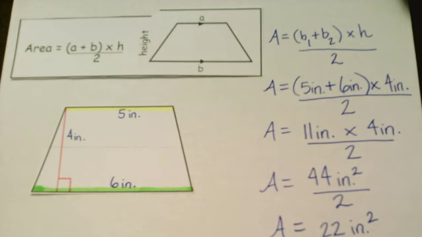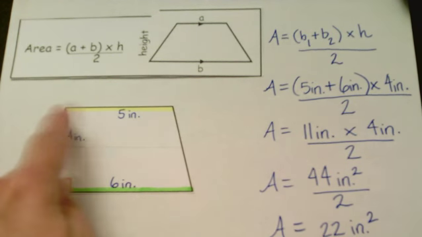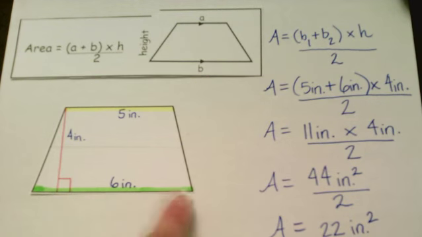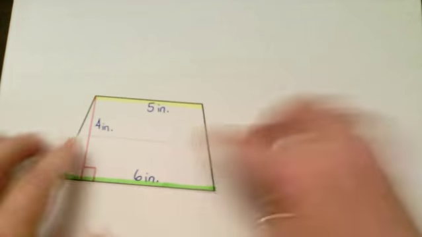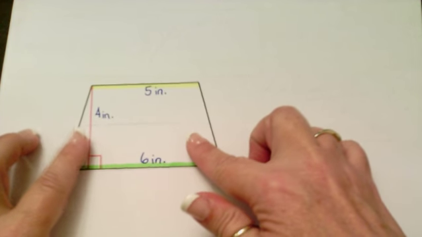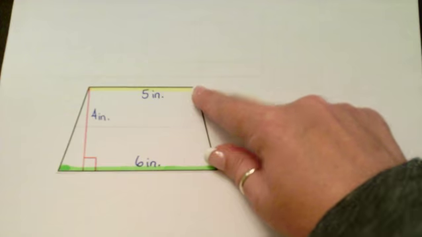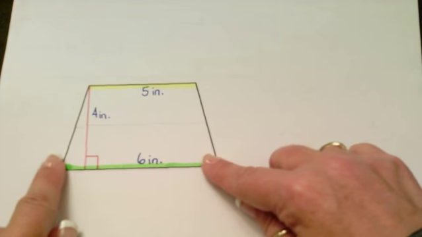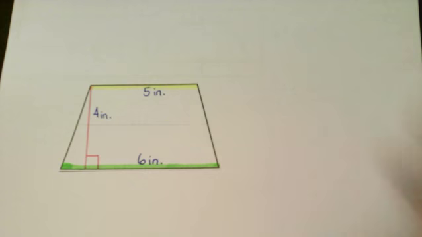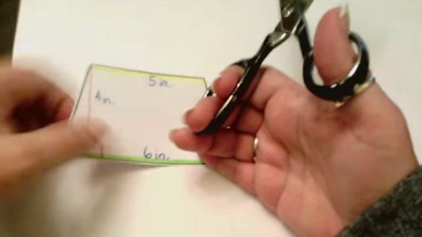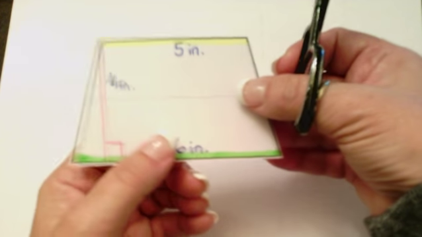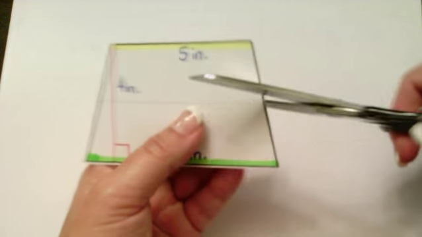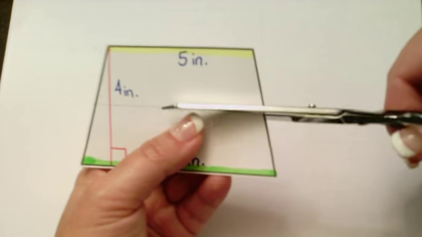Okay, so now let's try to figure out why is it that we're adding this length on the top to the length on the bottom. Well, if we look at the shape, if I wanted to take this length right here and add it to this length right here, I want to try to put them right next to each other. So really the only way to do that is to trim this or cut this in half. So I'm going to take my shape and cut it right through the middle.